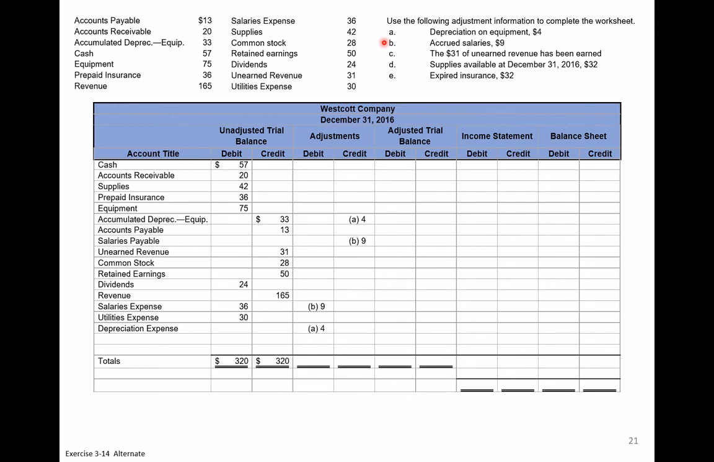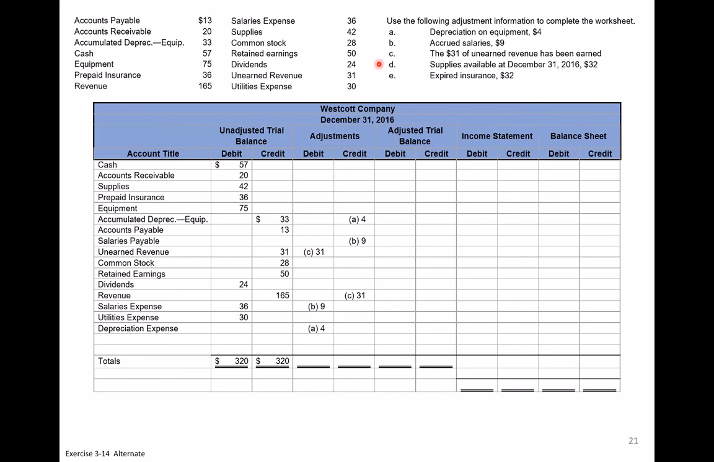The $31 of unearned revenue has now been earned. So we see that we have this liability of $31 in our unadjusted trial balance. Somebody gave us $31 for services they wanted us to perform at some point in the future. What this adjustment is saying is now that $31 has become earned. So this $31 credit has to go away. How will we do that? Well, we'll give it a $31 debit. What's the offset going to be? Well, this unearned revenue has now become earned revenue. So on our unadjusted trial balance of $165 for revenue, that's going to go up. It's going to go up by another $31.